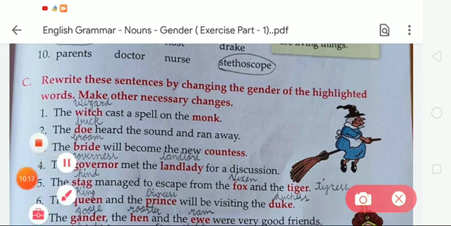Okay, now the next sentence will be: The buck heard the sound and ran away. Now the third is: The bride will become the new countess. Okay, so we have to change both given words into masculine form. Now the fourth is: The governor met the landlady for a discussion, so we should change the given words governor and landlady. Now the fifth is: The stag managed to escape from the fox and the tiger, so we should change these given three words that are highlighted in number 5.